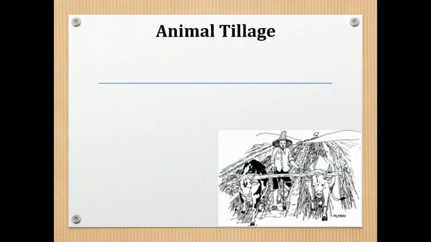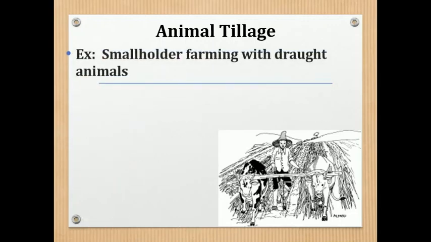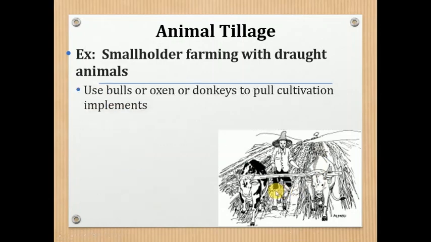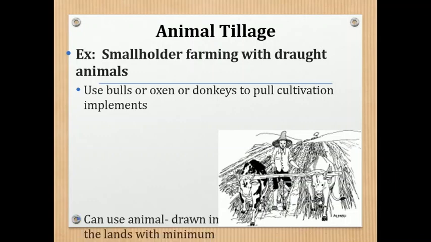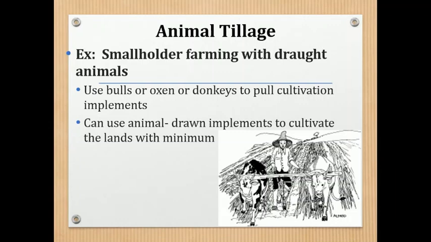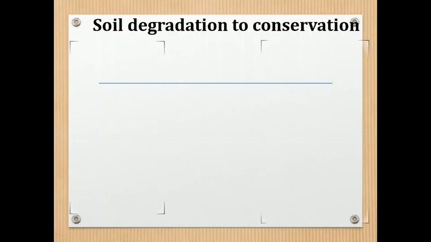Another alternative method is animal tillage. The smallholder farming with draft animals is the best example. Under this system, they use bulls or oxen or sometimes donkeys to pull the cultivation implements in the land preparation process. They also sometimes use animal-drawn simple implements to cultivate lands with minimum effort or damage to the soil.